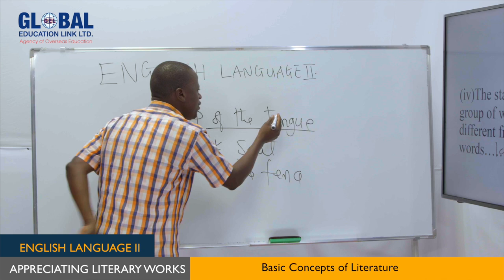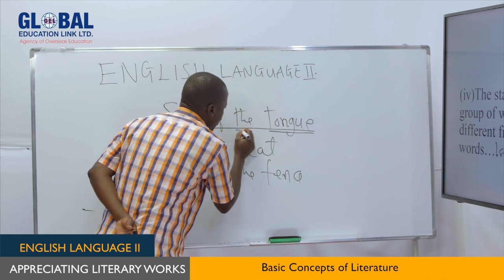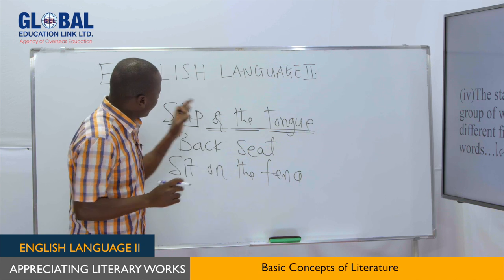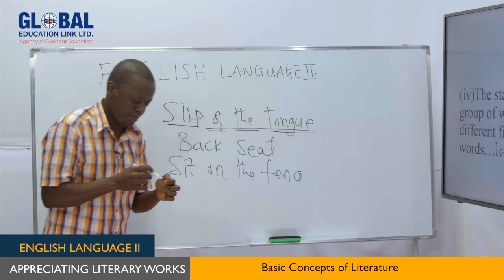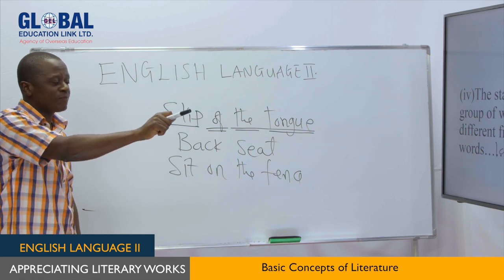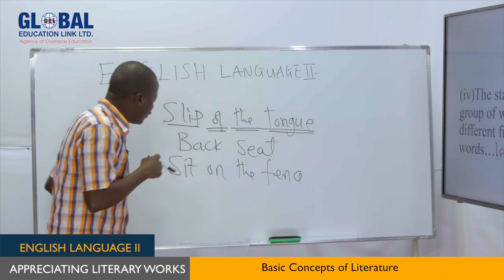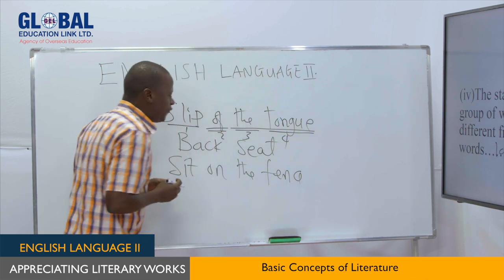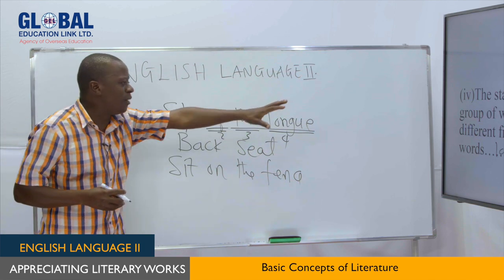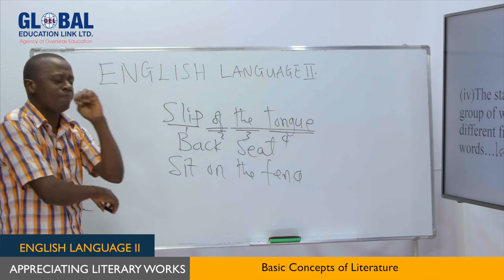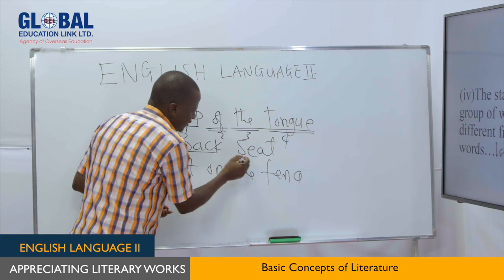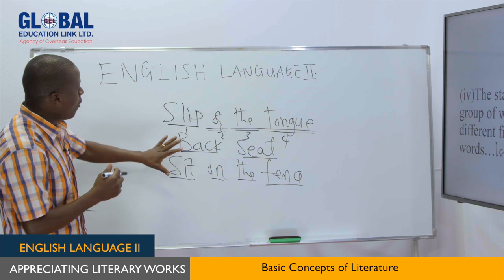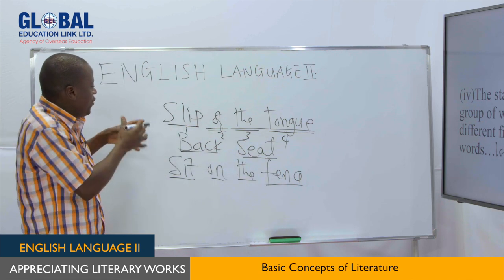If you are to take the meaning of individual words here, tongue alone, then the article and the preposition of, it will be so hard for you to understand the meaning of this idiomatic expression. That's why it says it contains words or group of words whose meaning is different from the meaning of individual words, like one word, two, three, and four. If you take the meaning of each word here, you won't get the meaning of the entire thing. This is an idiomatic expression. The same thing here, back seat, sit on the fence. You won't be able to get the meaning of individual words here, you won't understand.